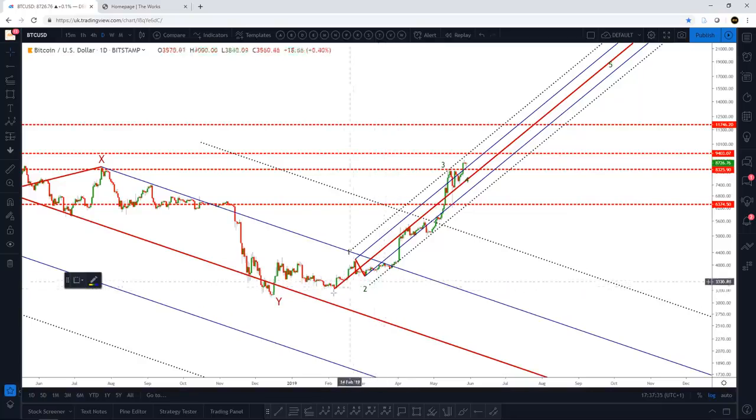So the question is now, how do we apply the Elliott wave count to this price action? The way I've got it is this is a wave 1, wave 2, and to me it looks like this is a wave 1, 2, 3 up to here. The reason I say that is because I think we're going to have to zoom in on the 4 hourly here.